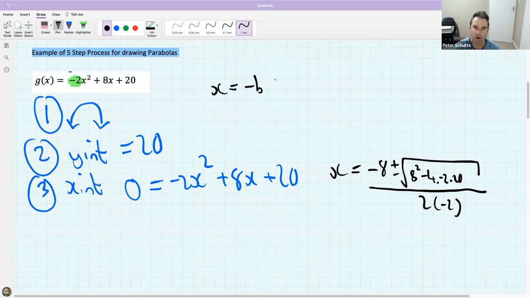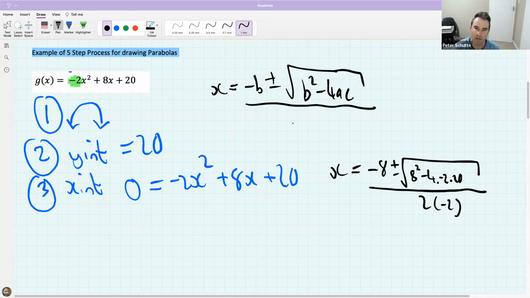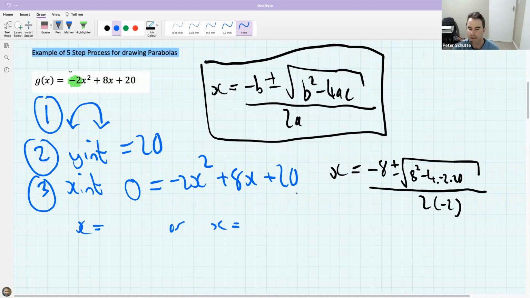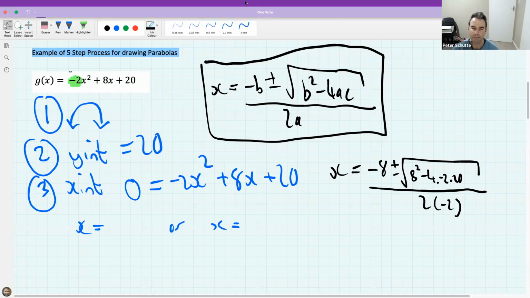For those who are a little rusty, the quadratic formula can be quite helpful. And that is that one. What are we getting for our x-intercepts? I'll give you some more time for that.